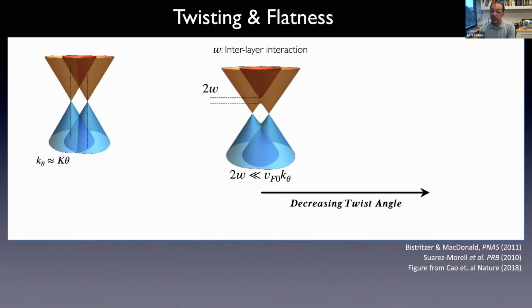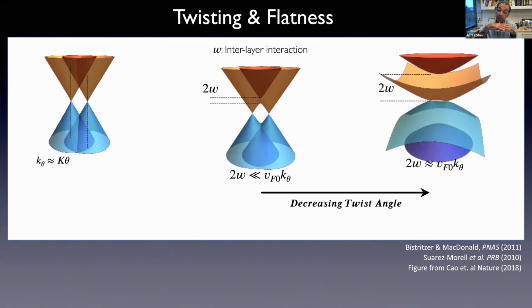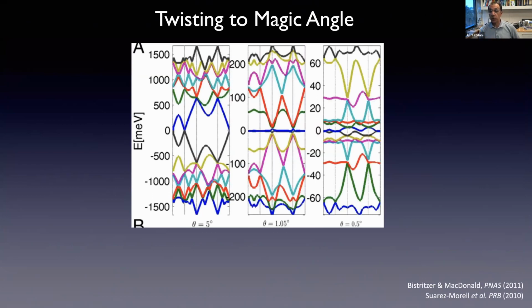And what was recognized in these early papers, in particular by Bistritzer and MacDonald, was that as you go to very small twist angles between the 2 graphene layers, and if the interaction strength between the 2 graphene layers is strong enough, this graphene structure where the 2 bands are coming out of the 2 Dirac points will start to flatten out because of the interlayer hopping between the 2 graphene layers. Now, in a now seminal paper from 2011, Allan MacDonald and Bistritzer showed that there is a magic angle at which, when you twist the 2 layers of graphene relative to one another, this flattening of the band because of the interaction between the 2 graphene layers can become perfect.